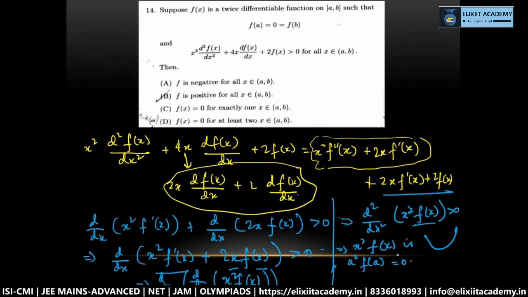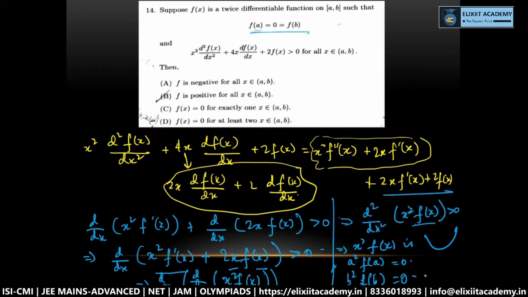You just simply put x equals a. Okay, because the condition is given that f of a is the same as f of b is the same as 0. So from here we'll get a square f of a is 0 and b square f of b is 0. This thing we are getting.